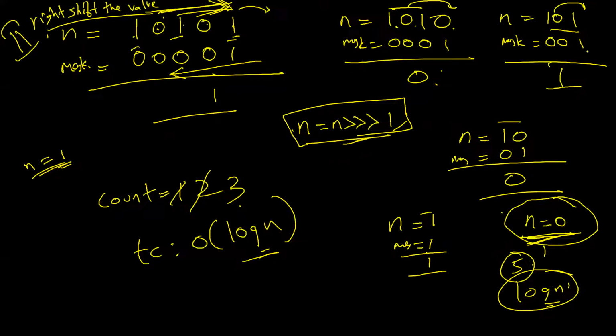The mask doesn't change. Look, the mask is always 1. Right? Either you can make the mask go to the left side, or you can make the value go to the right side. Cool.